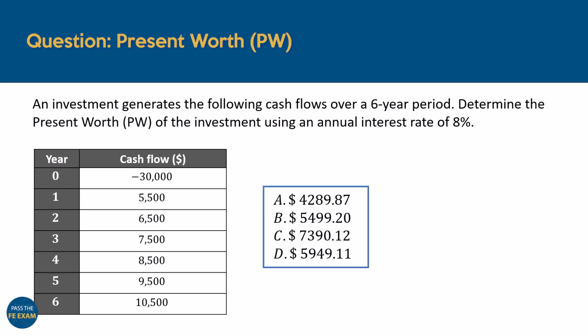In today's question, we are presented with a series of cash flows occurring over the span of 6 years. The investment has an initial cost of $30,000 in year 0, followed by a series of positive cash flows. Here, our goal is to calculate the present worth of these cash flows at an 8% interest rate. However, since these cash flows occur at different points in time, we also need to account for the time value of money. Let's start with a basic review of the concepts behind this problem.